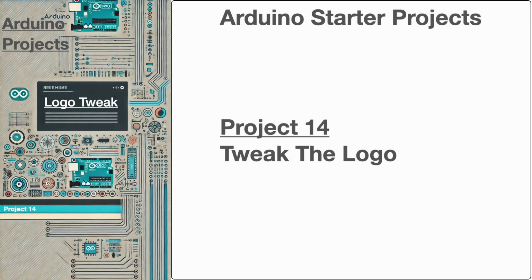We are moving into project 14 of our Arduino starter projects. And this one is tweak the logo, which really means we're going to be looking at an image. We're going to expand the window a little bit, and then we'll be looking at our background color that changes based off the value that we provide through our potentiometer.